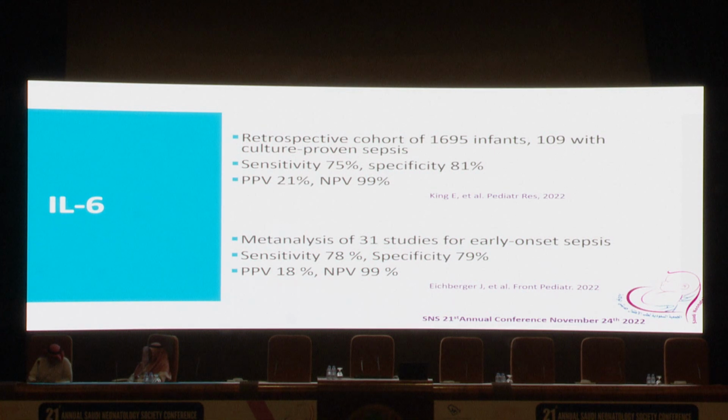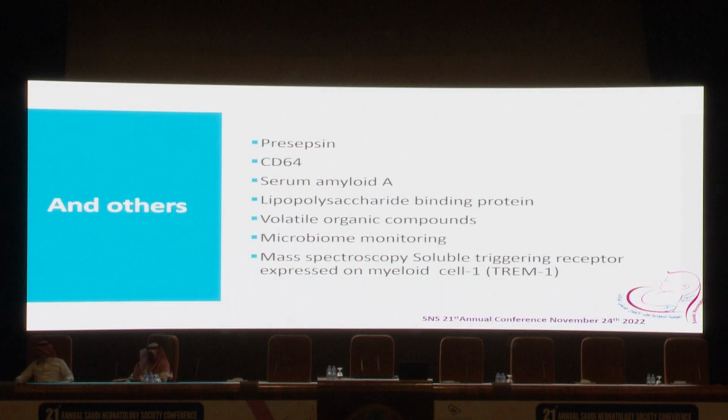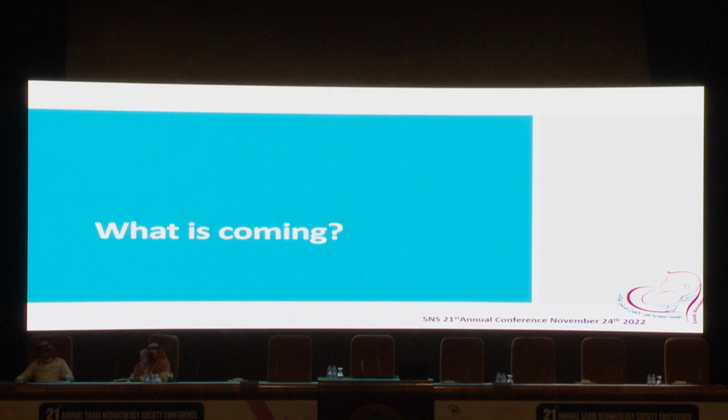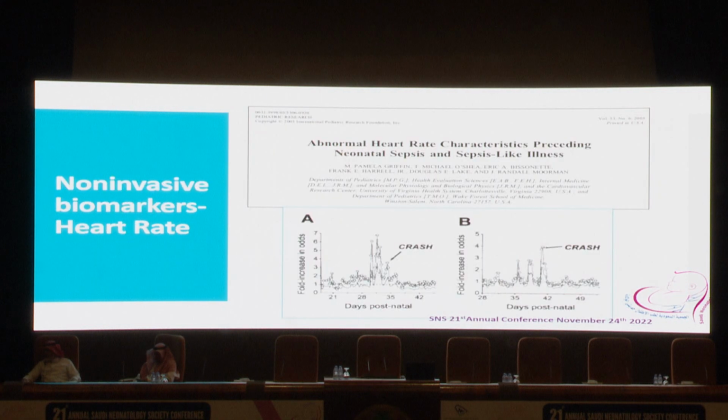Here we have a meta-analysis of 31 studies for early onset sepsis with high sensitivity and high specificity, again with a high negative predictive value. Dr. Kanti said that sepsis in neonates is rare depending on the culture, so maybe it cannot be explained by the high negative predictive value. A lot of biomarkers are being talked about or helping in the future to guide us in the diagnosis of neonatal sepsis. So what is coming? I think we have to think about non-invasive biomarkers to help us in the diagnosis of neonatal sepsis. One minute?